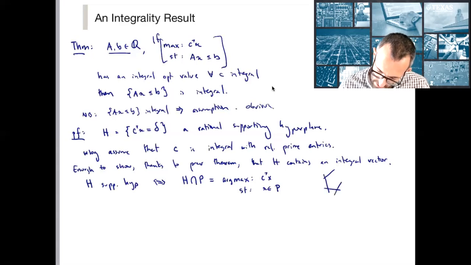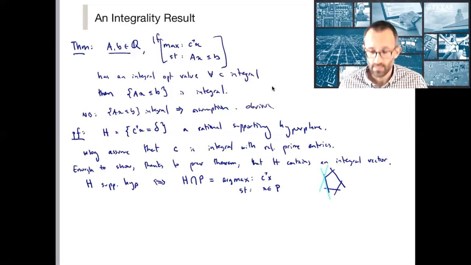So if this is P, what does it mean for H to be supporting? Well, it can't slice through. That's obviously not supporting. So it needs to be either something like this or something like this, and in either case, H is a supporting hyperplane if and only if it is the argmax of some vector C. So what does that mean?